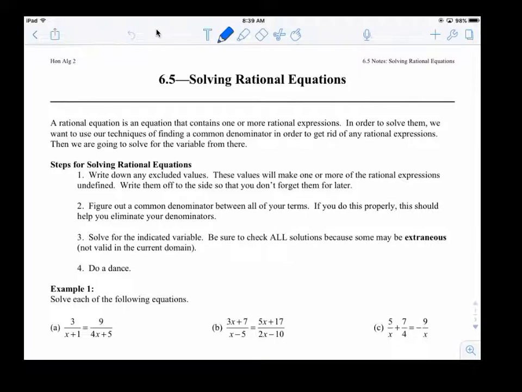Right off the bat, you want to look at your denominators and ask what x could possibly not equal. If you get that as a possible answer, it won't work. So keep that in mind and write it off to the side of the problem. Again, you want to figure out a common denominator and multiply everything by that common denominator. Then you solve, and dancing is optional.